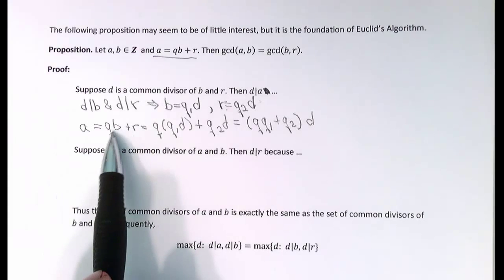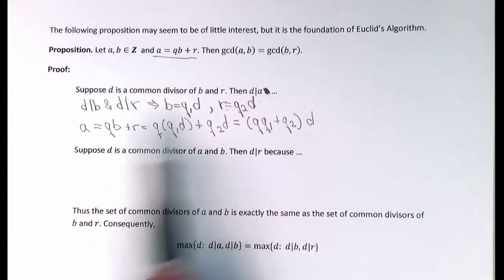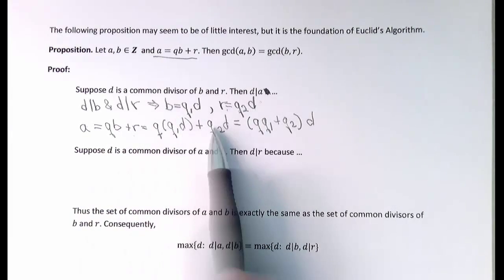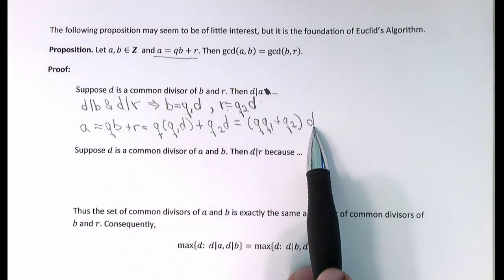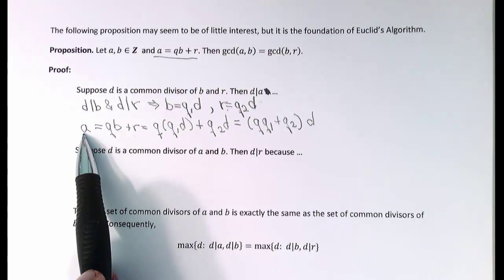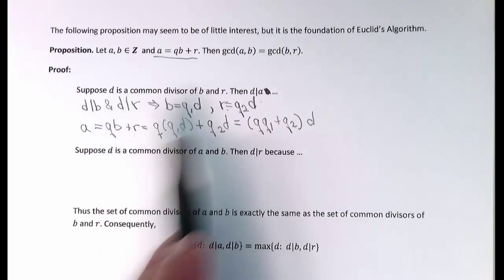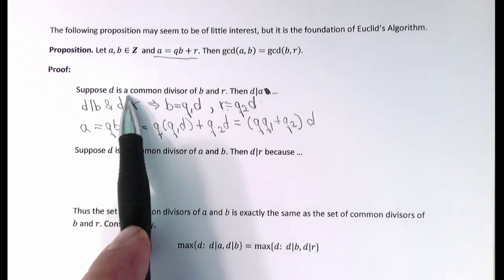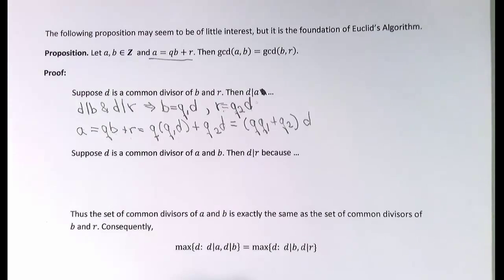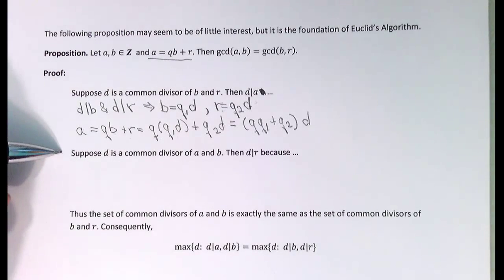Substituting our expressions for b and for r into this, we see that a d can be factored out. Therefore, d is a divisor of a as well. Well, if d is a divisor of both b and a, it is a common divisor of a and b.